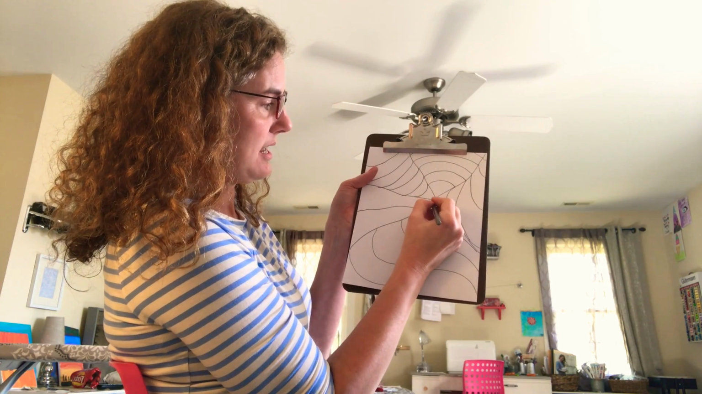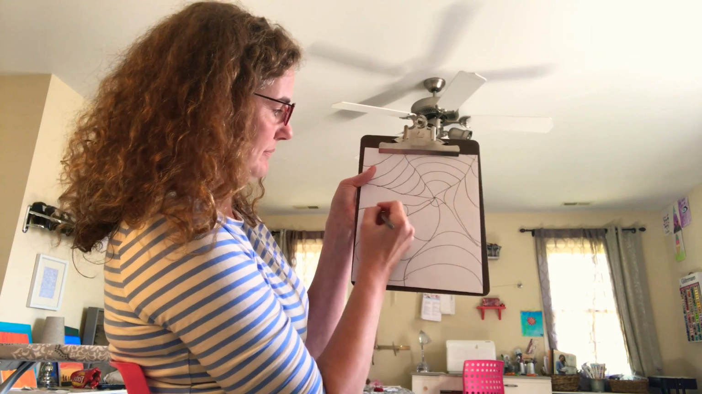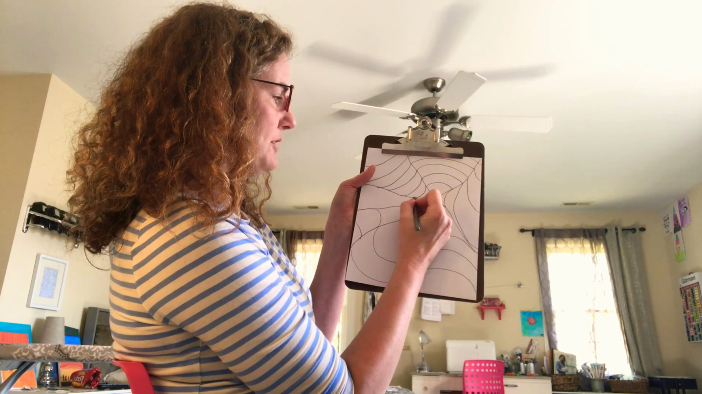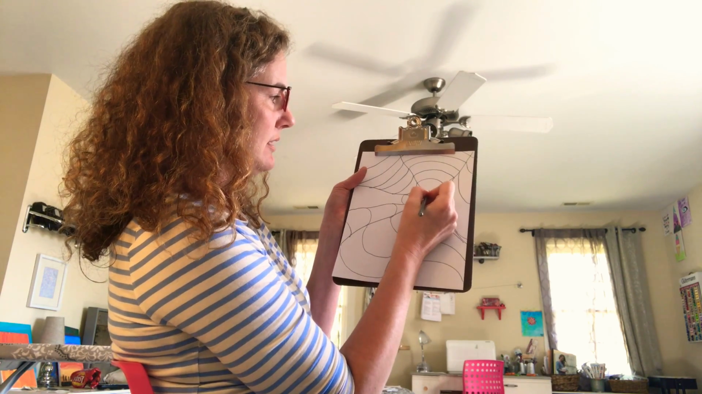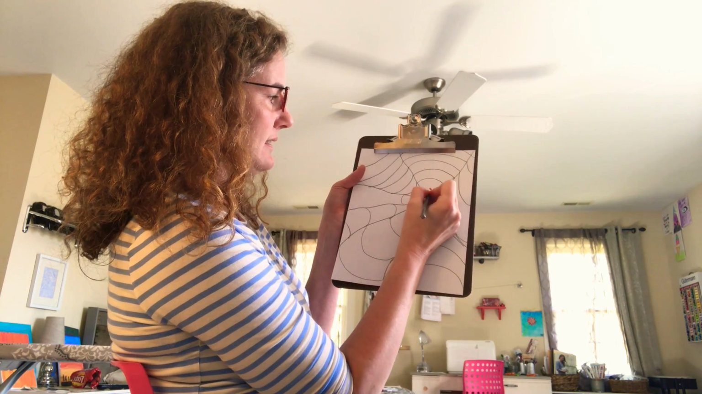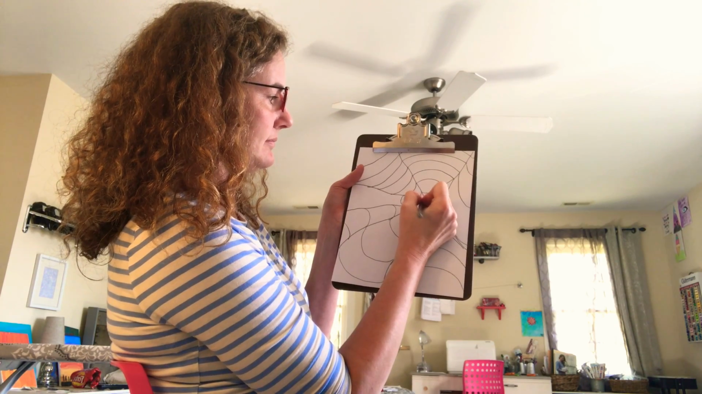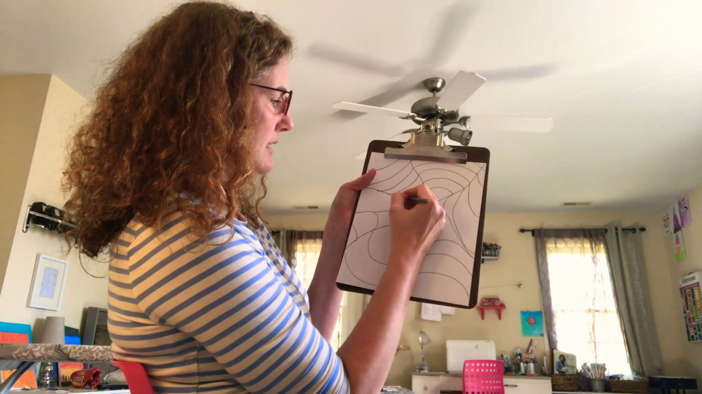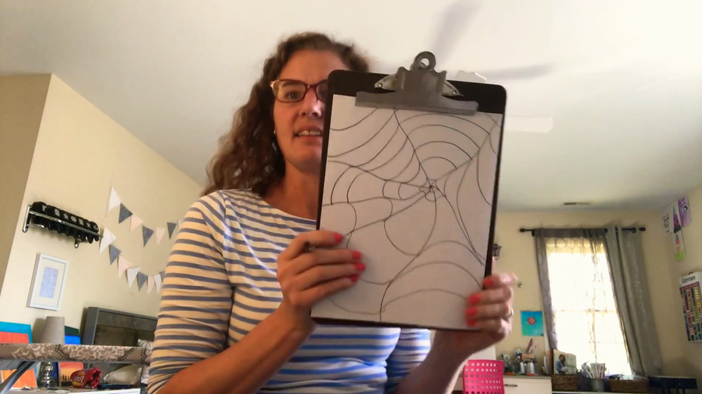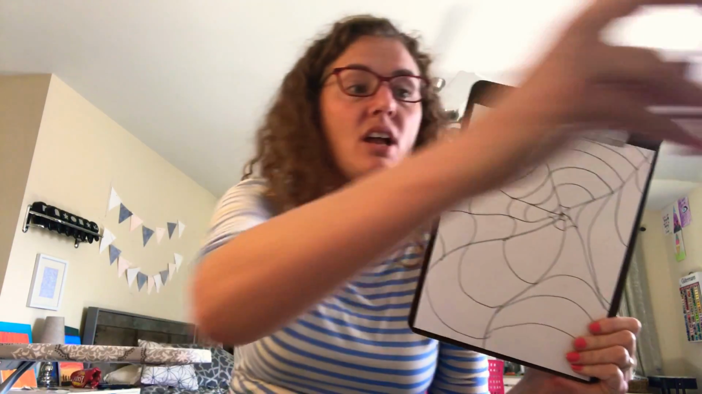This one, I'm going to go happy curves. This one's going to be sad curves. Oops. Add one here. Curves, curves, curves. Like that. It looks like a giant spider web right now.